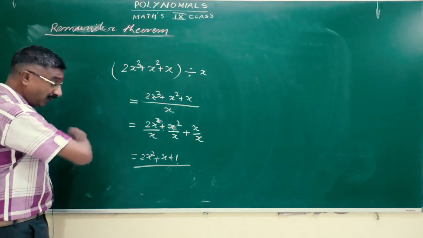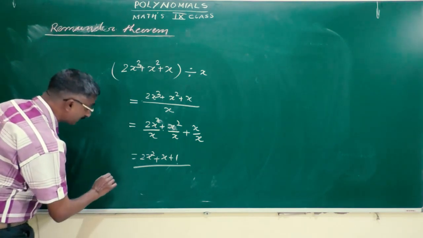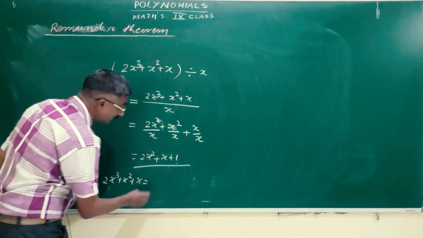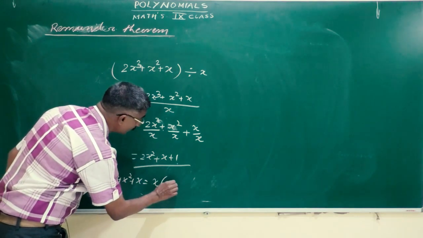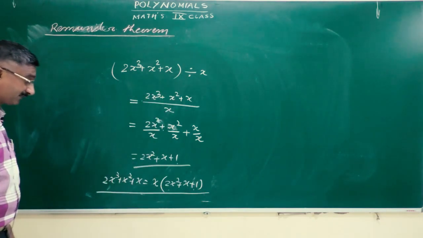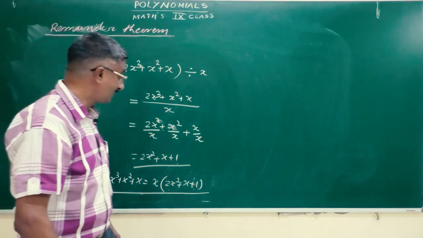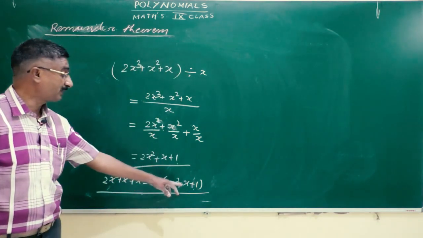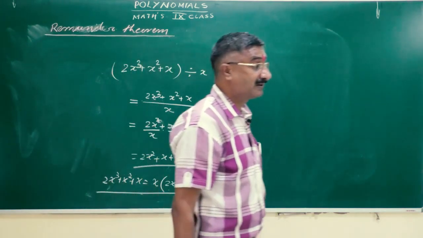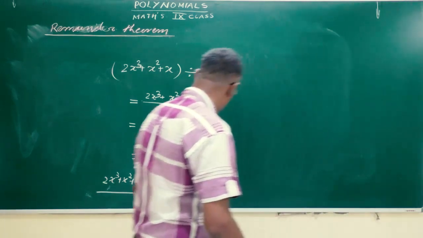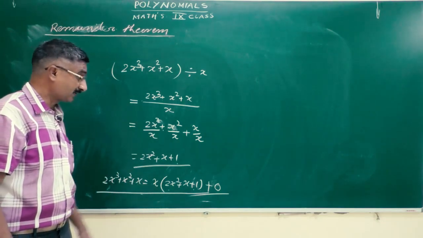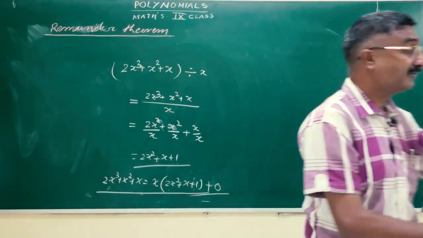It means we can write 2x cube plus x square plus x is equal to x into 2x square plus x plus 1. In common language, what we are saying is that x is a factor of 2x cube plus x square plus x, which means the remainder becomes 0. There is no remainder in this case, that's why x is the factor. Clear? So now we will take the next example.